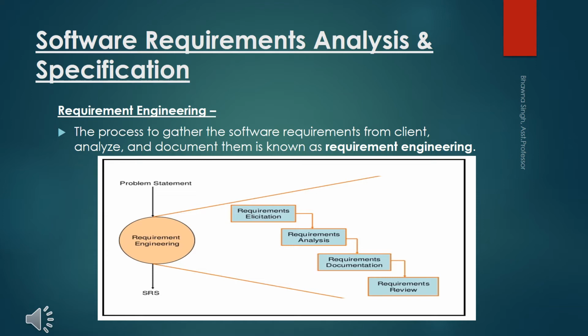In this diagram you can see the steps that we follow when we gather the requirements from the customer. The first one is requirement elicitation, meaning the way through which we gather the information from the customer. The second one is requirement analysis. As soon as we gather the information from the customer, we start analyzing it and refining it. The third one is requirement documentation. Documentation means that on the basis of whatever requirements we have gathered from the customer, we create a document which is also known as the SRS document.